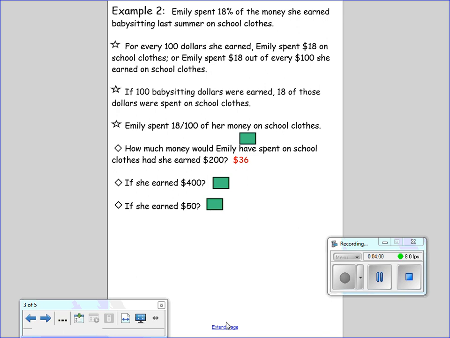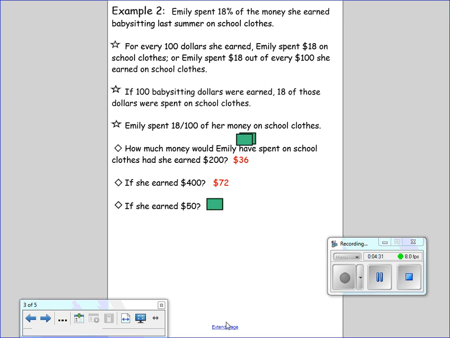If she earned $400, she's going to go 18 over 100 equals $400. 100 times 4, 18 times 4. So we have to do 18 times 4. A lot of times we have to make sure we keep on doing our work. 8 times 4 is 32. 4 times 1 is 4 plus 3 is 7, so 72. We get 72 for an answer here. $72 is what she would have spent.